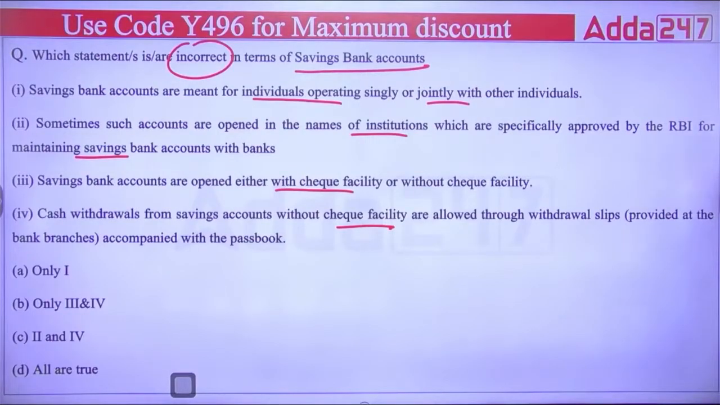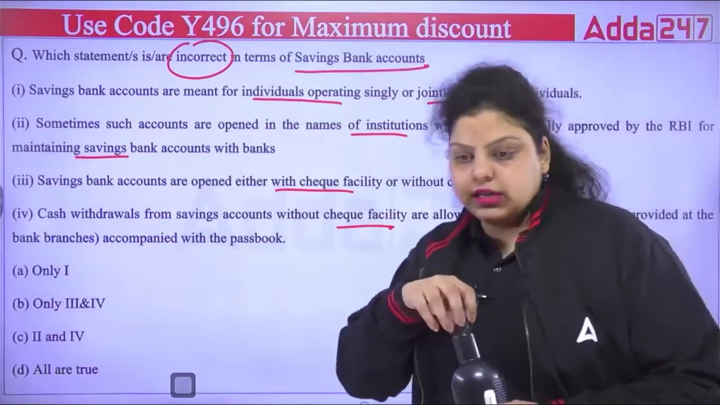So let me know which statement is the incorrect statement for your savings bank account. A, B, C or D? Let me know.